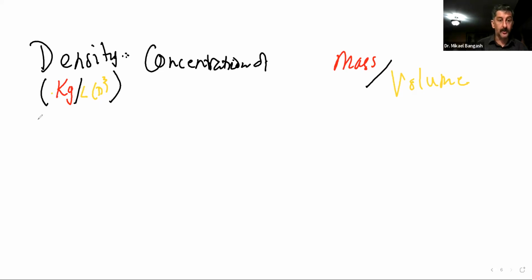Or you say kilograms per any unit of distance cubed. Millimeter, centimeter, mile, whatever. Clear? Now the next thing would then be, what is going to be the relationship between density and mass and density and volume.